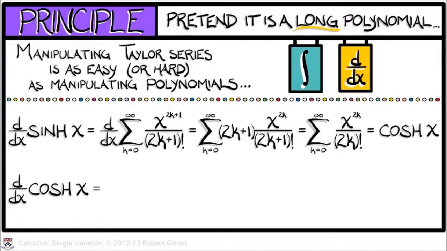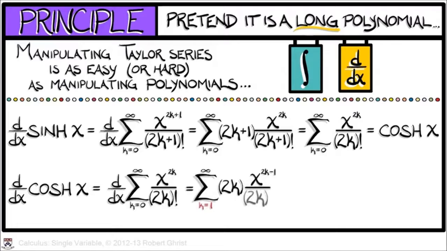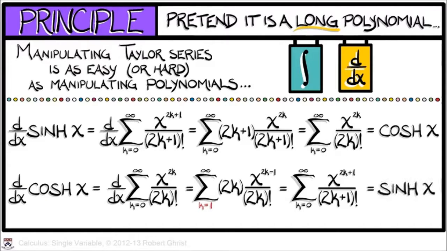Likewise, what is the derivative of cosh of x? If we differentiate term by term, we can see that the derivative of x to the 2k is 2k times x to the 2k minus 1. Now we have to perform a shift in the index here in order to avoid problems with what happens when k equals 0. Reindexing properly gives us the sum, k goes from 0 to infinity, of x to the 2k plus 1 over 2k plus 1 quantity factorial. That is the hyperbolic sine of x.